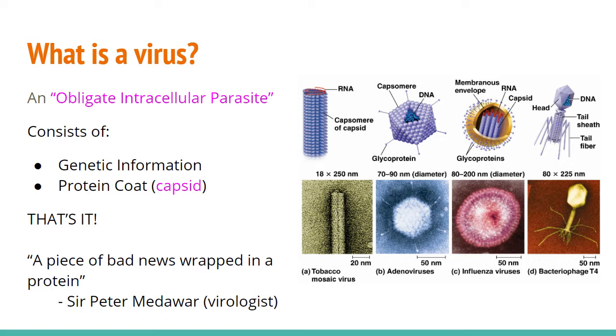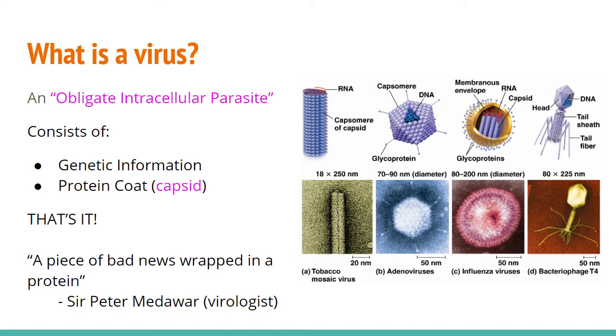And when you break down what is a virus, it's basically just some genetic information, so either DNA or RNA, surrounded in a protein coat, which is called a capsid. And that's it. Now, some viruses are going to get a little bit more fancy. They may have a membrane around it, and they may have little glycoproteins that allow them to trick immune systems, but at its core, it's just DNA or RNA, genetic information, and a protein coat.